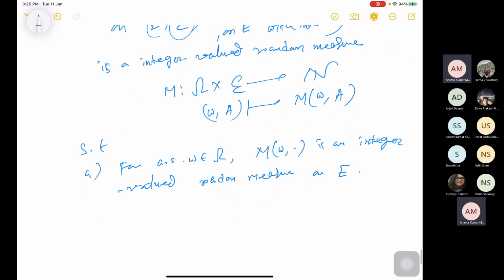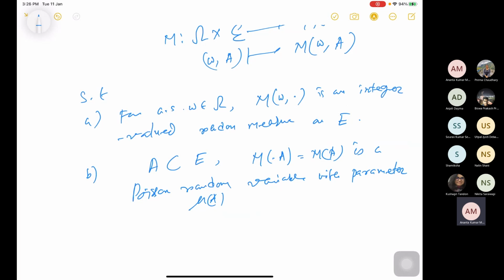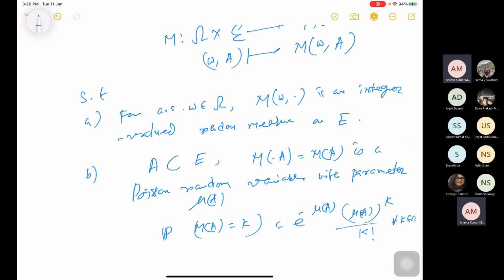We have seen that for any A, that is a Radon measure, a measure on R plus. Second, for any measurable set A subset of E, M(A) is a Poisson random variable with parameter μ(A), because previously it was λ times |A|. So the probability that M(A) equals k is e to the power minus μ(A), times μ(A) to the power k by k factorial, for all k in the natural numbers.